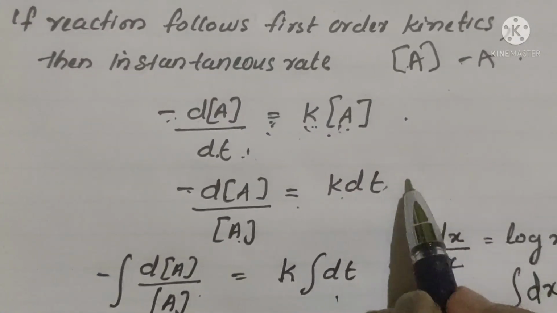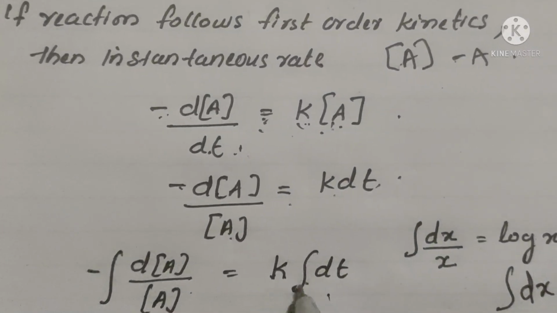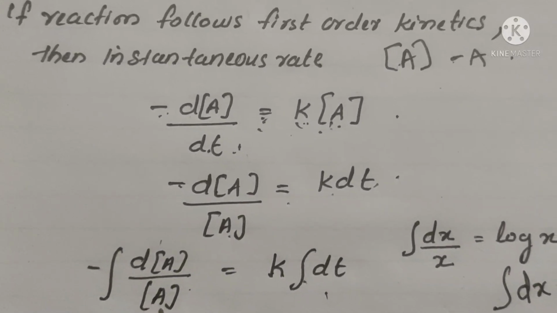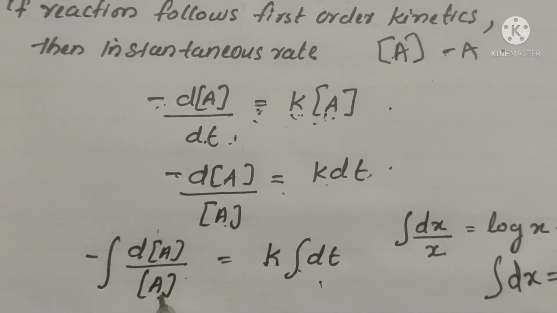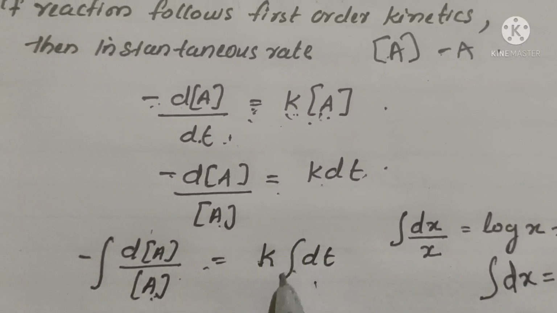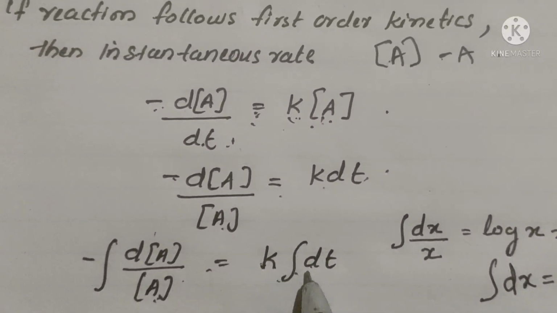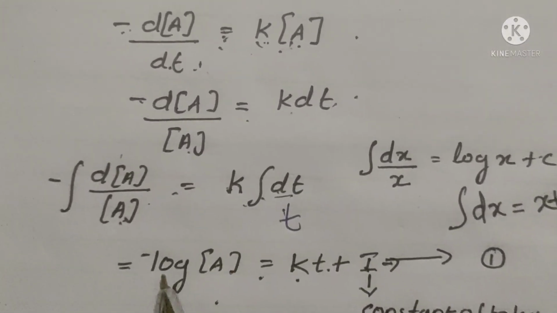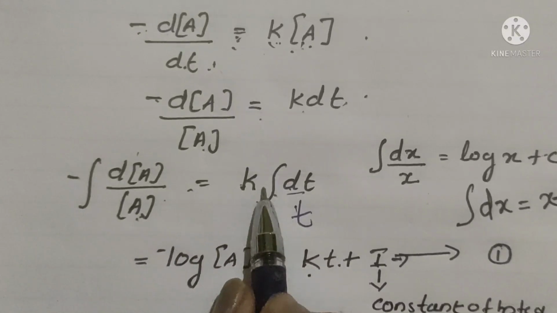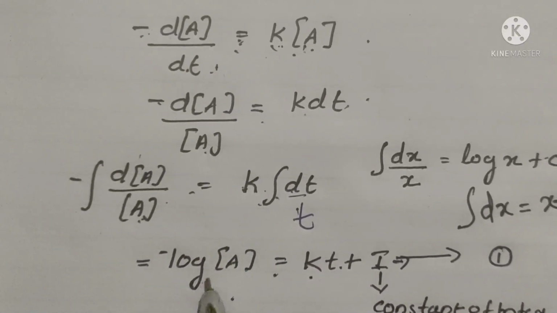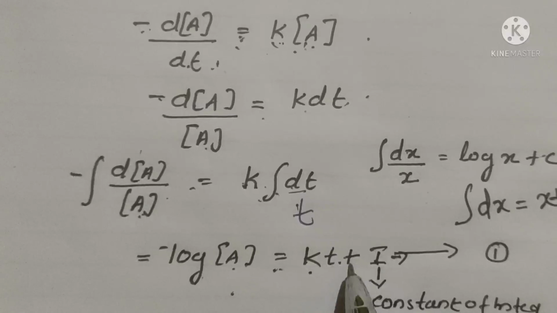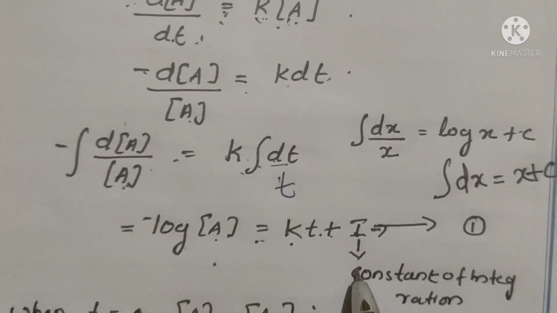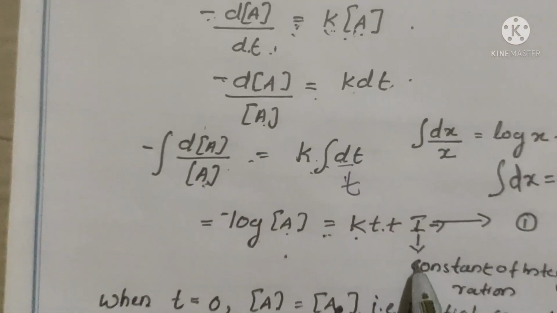And integrate this equation on both sides. Minus integral d[A] by [A] is equal to minus log [A]. Equals k integral dt. Integral of dt equals t. Then on integrating this equation, we get minus log [A] equals kt plus I, where I is the constant of integration.